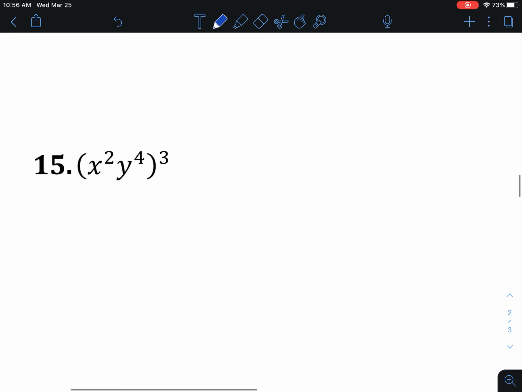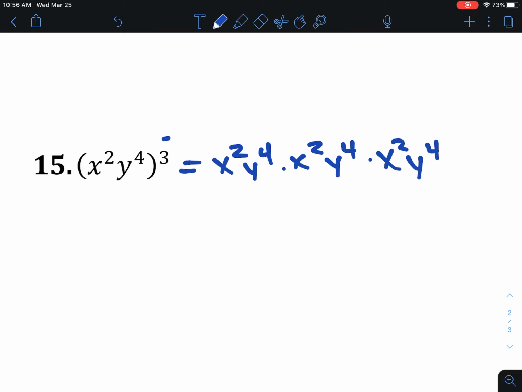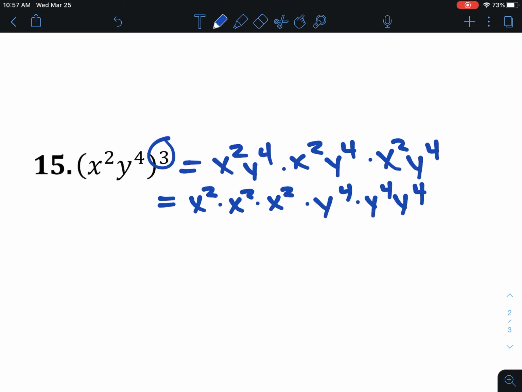Okay, for this one, we can again write the whole thing out. This would be x squared y to the 4th times x squared y to the 4th times x squared y to the 4th, since there are 3 of them. So 3 of everything on the inside. And then again, we can rearrange the pieces, put all the x squareds together and all the y to the 4ths together. If you want to go and write them all out from here, you definitely can. There'd be 2 x's, 2 x's, 2 x's, which would be 6 x's. And then 4 y's, 4 y's, 4 y's would be 12 y's. So what's happening here, same idea, is just you're multiplying everything. So 4 times 3 made the 12, and then 2 times 3 made the 6. So it's x to the 6, y to the 12th.